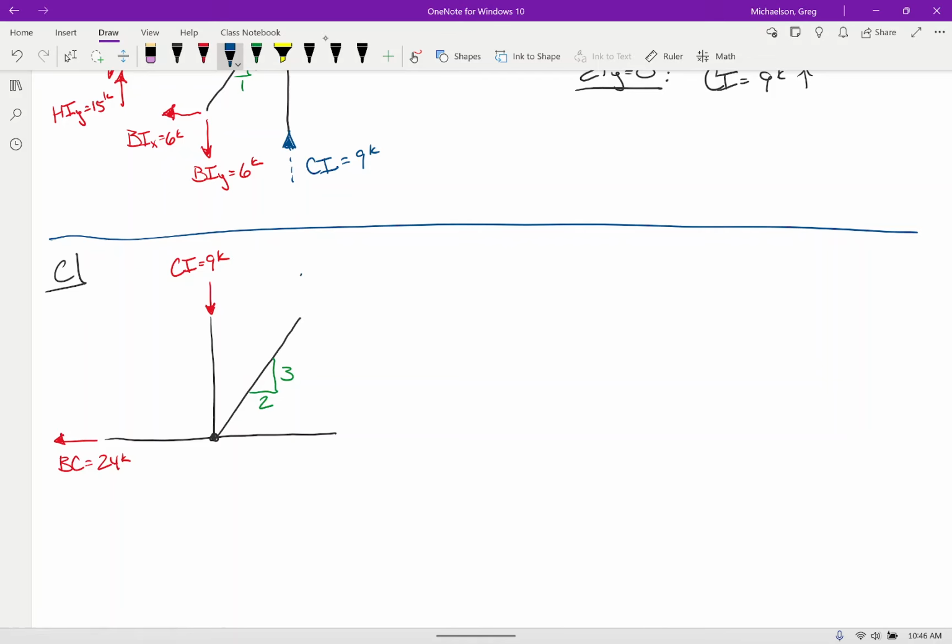Okay, so we've got that, that, that. Tell me what to do. Summing forces in the Y means what? Okay, now what? Tells me what? CJX is 6 kips, right? It's going to be the smaller component, 3 to 2. And 3 to 2 is the same thing as 9 to 6.